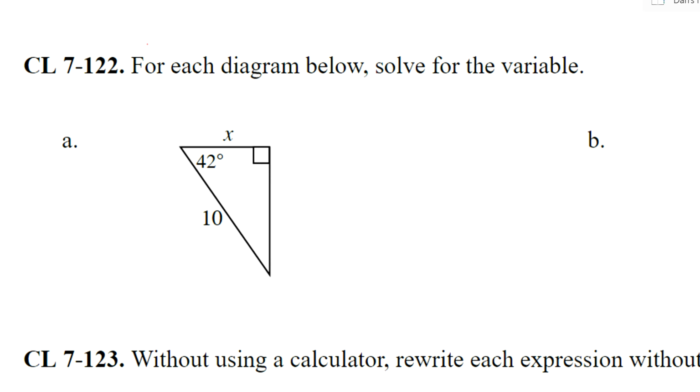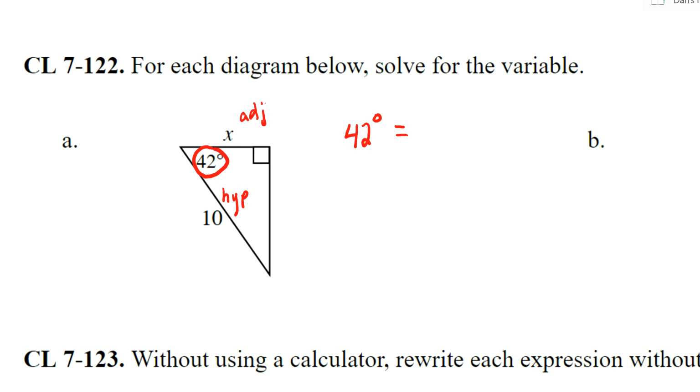Trig. It's a 42 degree angle, and we can only use special right if it's a 45, 45, 90 or a 30, 60, 90. So we're going to have to use trig here. So we're starting at this angle. So we have 42 degrees. And according to that 42 degrees, which sides do I have? Opposite, adjacent, hypotenuse. This is the hypotenuse, and that's the adjacent.